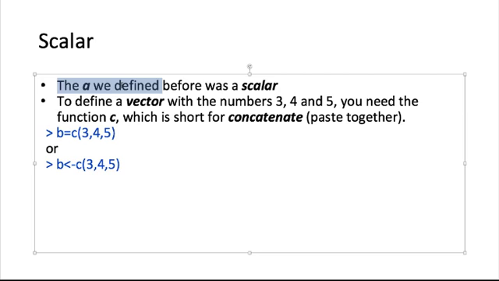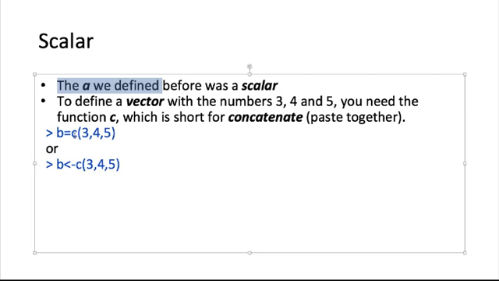But sometimes we want to store more than just a single value. We want to use more than a single value. In that case, we might want to create a structure in which we can store multiple values, and one of those structures is called a vector. So in a vector, we might want to store multiple numbers like 3, 4, 5. We can easily create a vector by specifying c, concatenate, and then the numbers that we want to store in the vector inside parentheses.